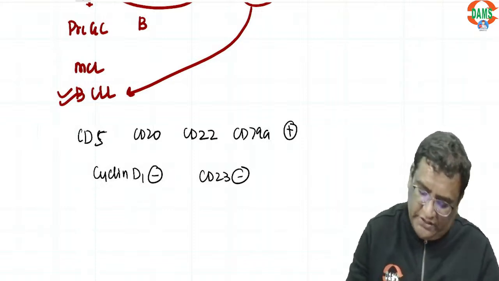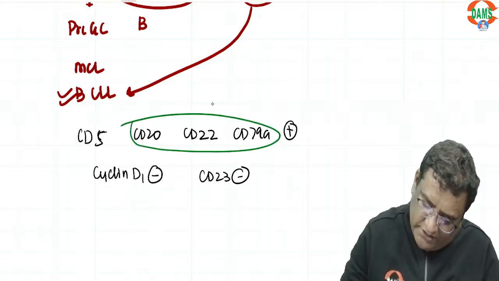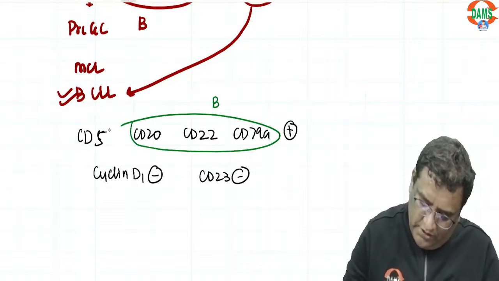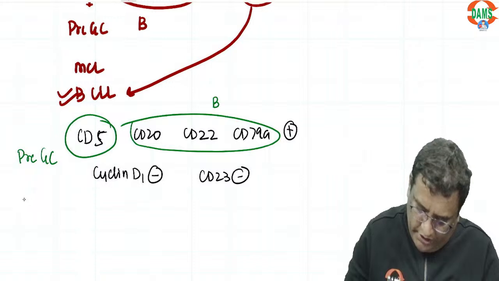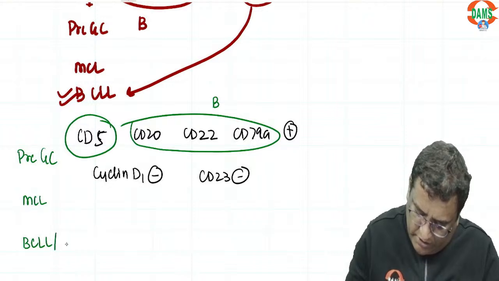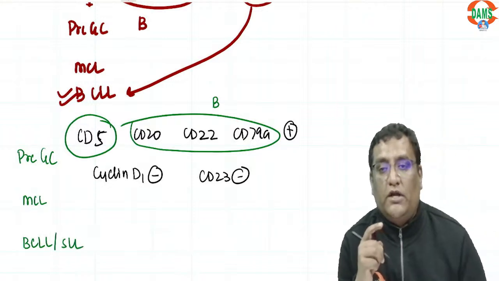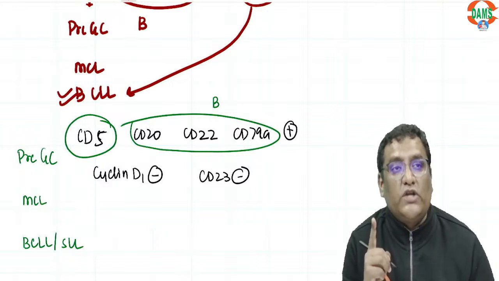Okay, let me approach this. Look at the approach again. CD20 and CD79A, what does it suggest? B cell, right? CD5 positive, what does it suggest? Pre-germinal center B cell. What are your differential diagnoses? Either it is a mantle cell or it is BCLL, SLL. To differentiate, we look for what? Cyclin D1 and CD23. Correct.